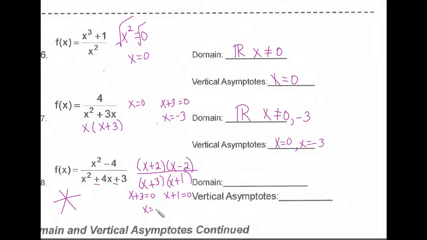So x is equal to -3 and x is equal to -1. So those are the vertical asymptotes. The domain is all real numbers except where x is equal to -3 and -1.